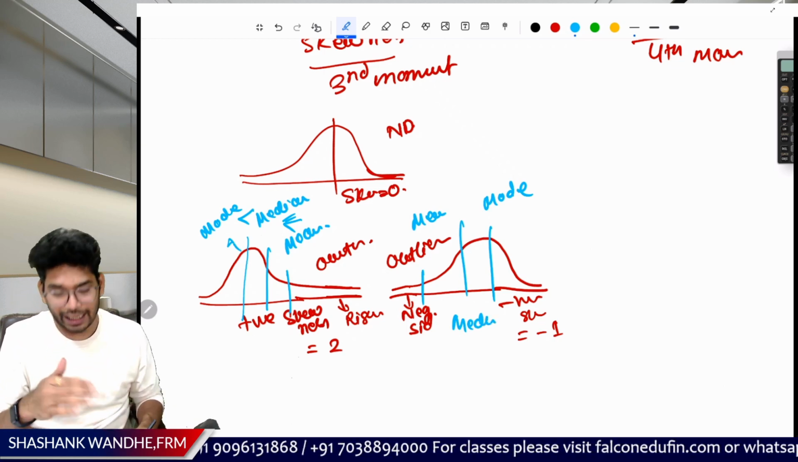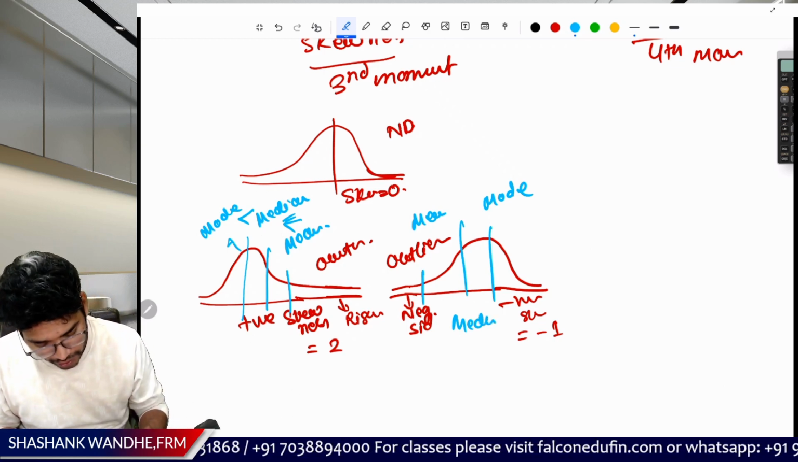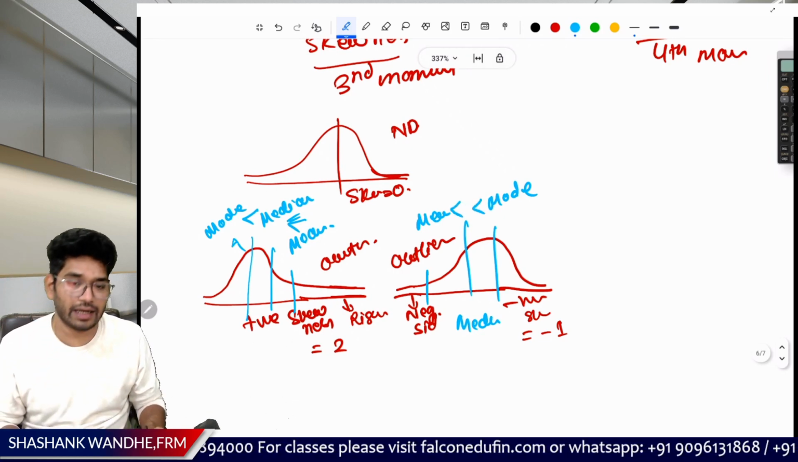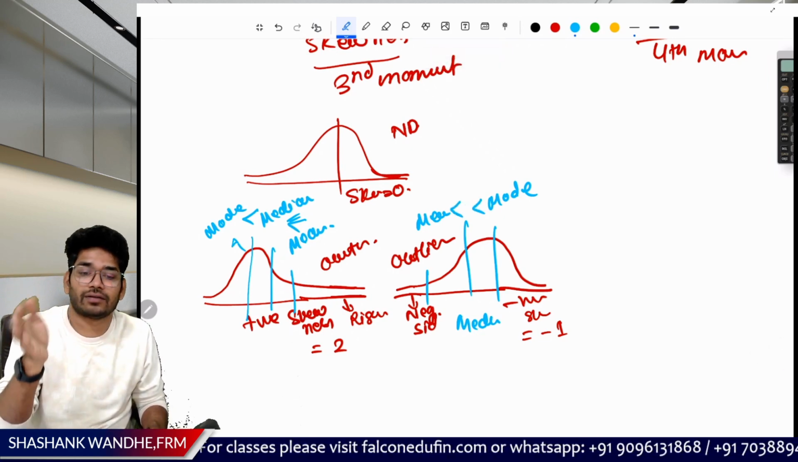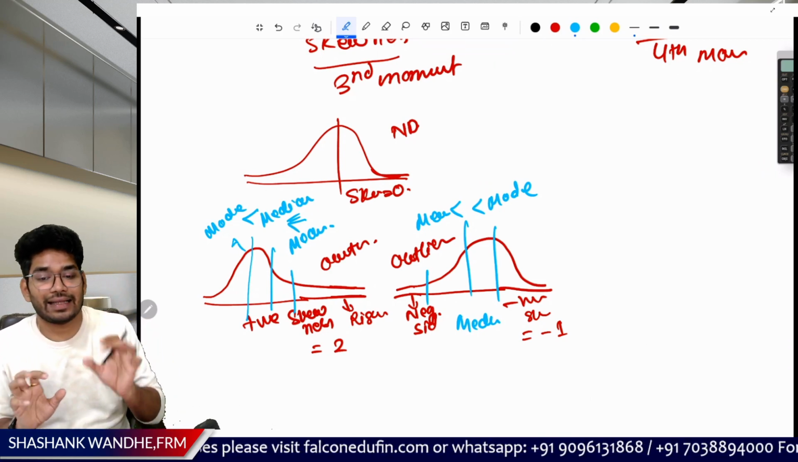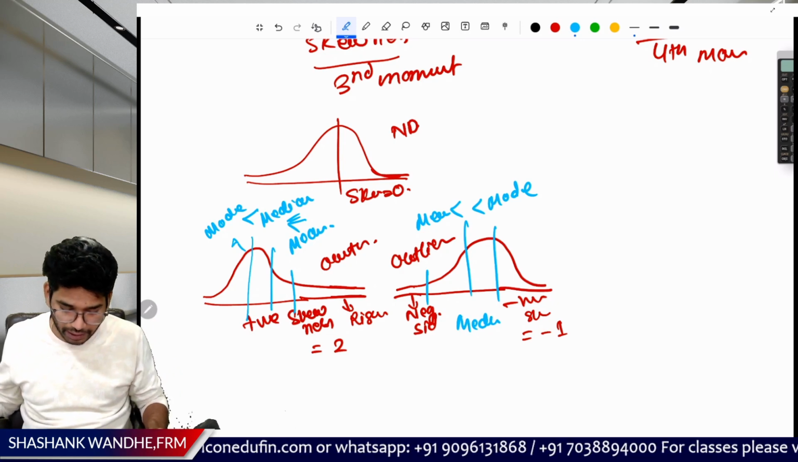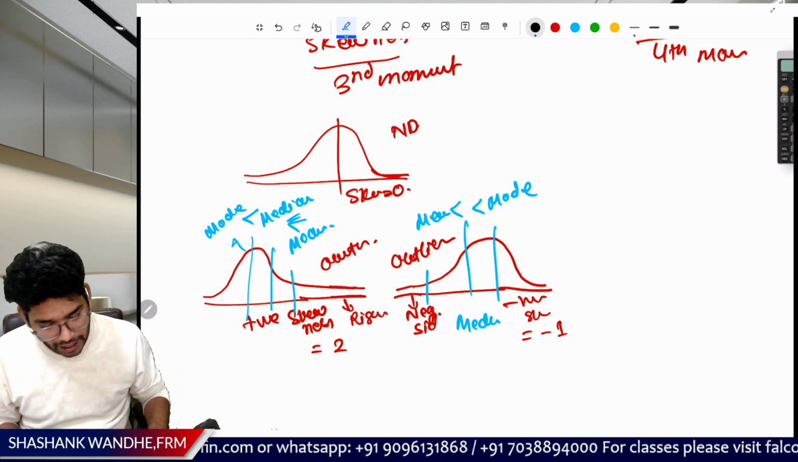So in a positively skewed distribution, mode will be lowest, then median, then mean: mode is less than median is less than mean. In negatively skewed data, mean will be less than median will be less than mode. This relationship is very important for your exam, please remember. It is highly testable in my opinion. Then we have kurtosis.